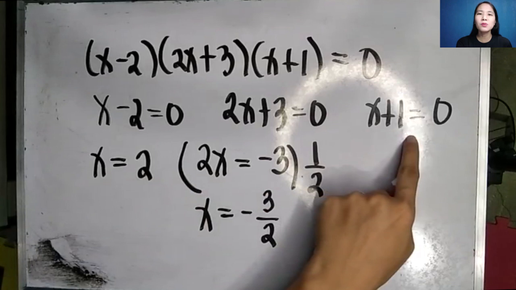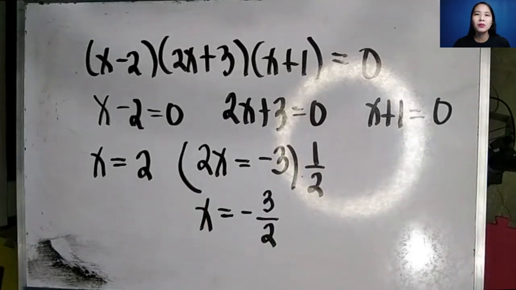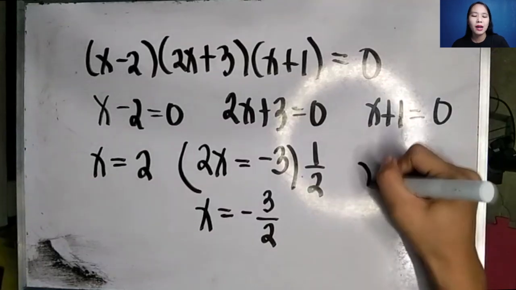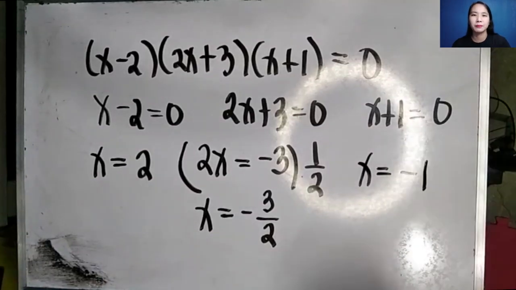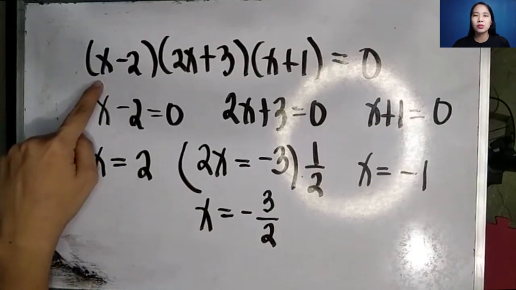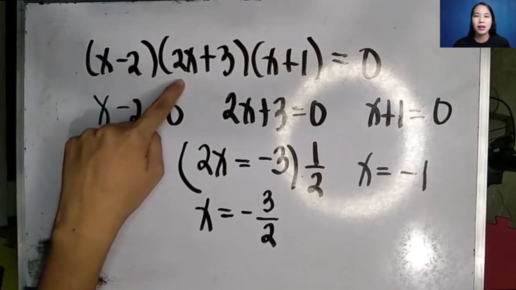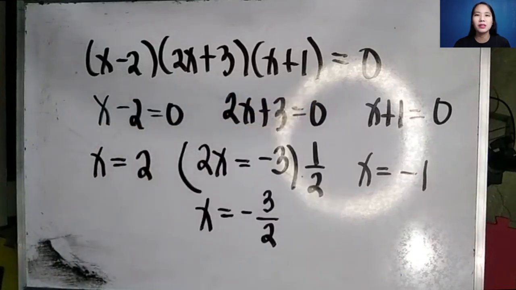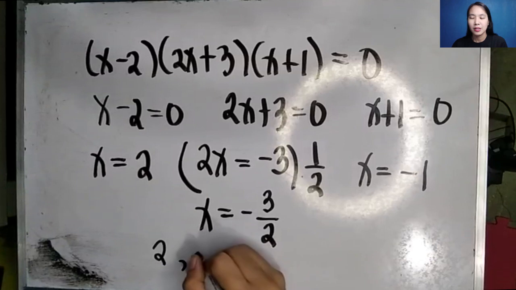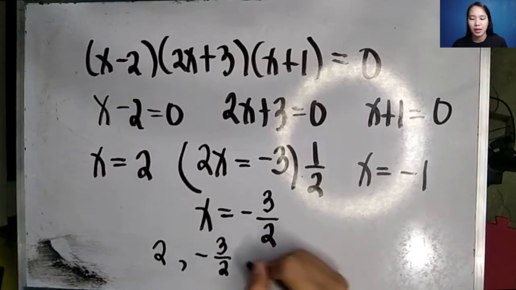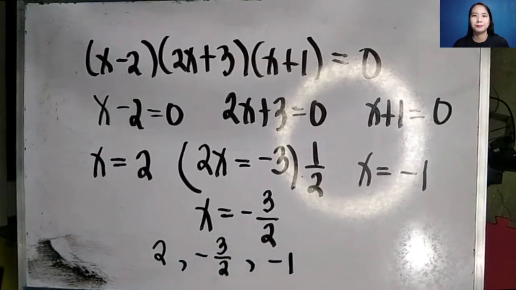For x + 1 = 0, we need to add negative 1 to both sides of the equation. So our x becomes -1. Given the equation (x - 2)(2x + 3)(x + 1) = 0, our roots, or the values of x of this given polynomial equation, are positive 2, -3/2, and -1.